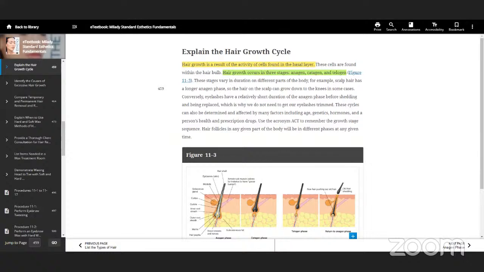Okay. It says these stages vary in duration on different parts of the body. Scalp hair has a longer growing phase. So the hair on the scalp can go down to the knees in some cases before it ever gets to a pause and sheds. If you look at your hair now, the hair on your ends is about 4 to 6 years old. If you see someone with long length hair, that hair is about 4 to 6 years old on the ends. It's also a good reason people should get fresh trimmed hair, because the ends can hold on to stuff.